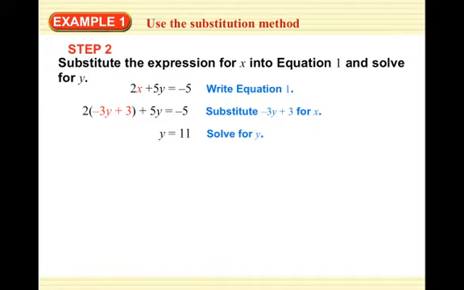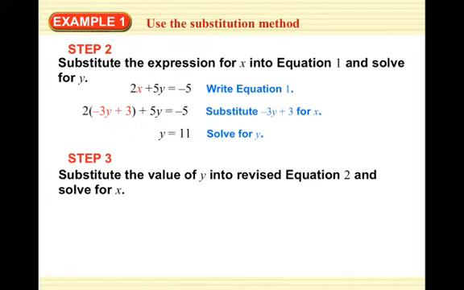Okay. Now, so we have y, but our answer is going to be an ordered pair, x, y, so we need to know x. So now we're going to substitute 11 for y into revised equation 2 and solve for x. You could actually do it in either of the original equations too. It's just you have an x equals equation for that revised equation 2, so that might take you a little bit less time. So we've got x equals negative 3 times y plus 3. So we're going to substitute 11 for y.